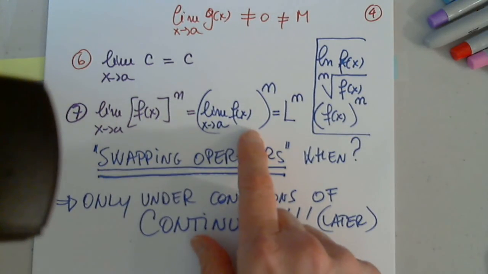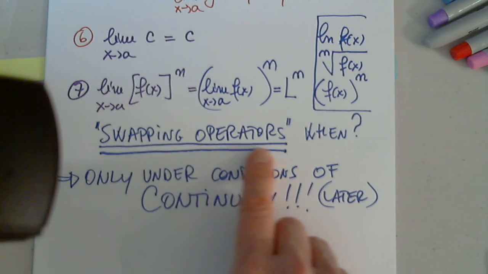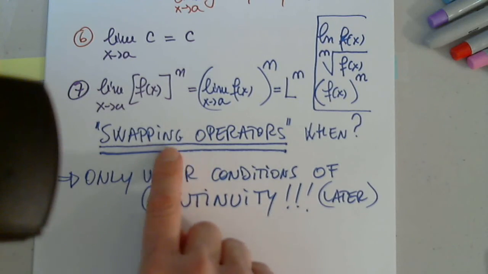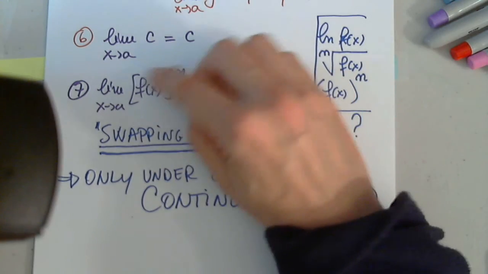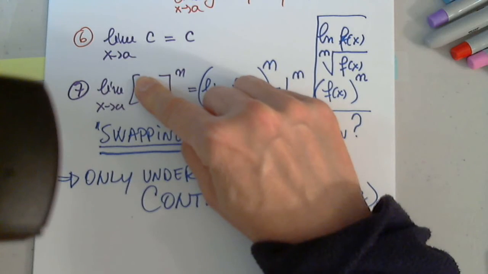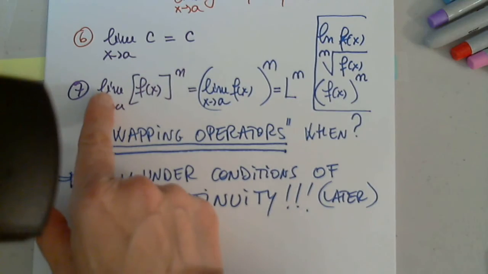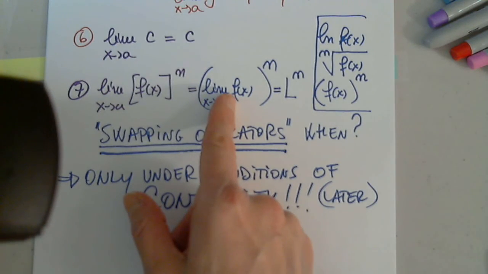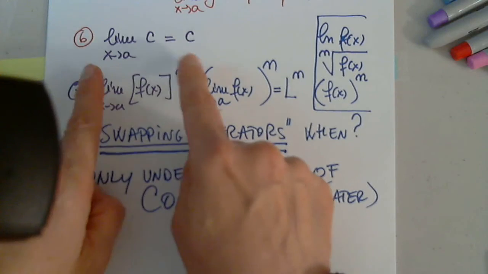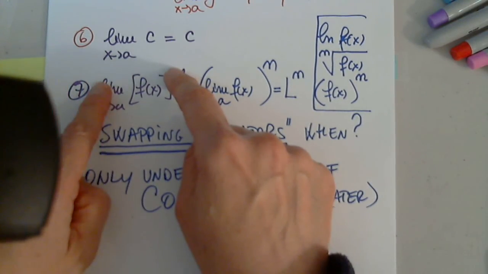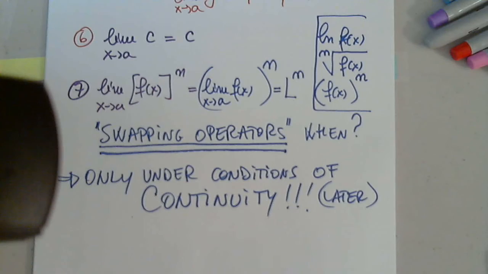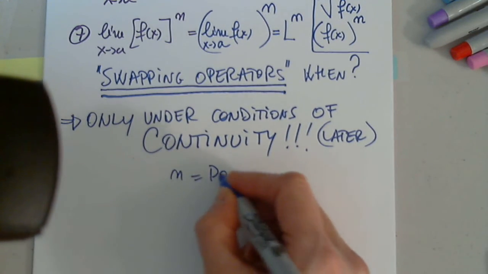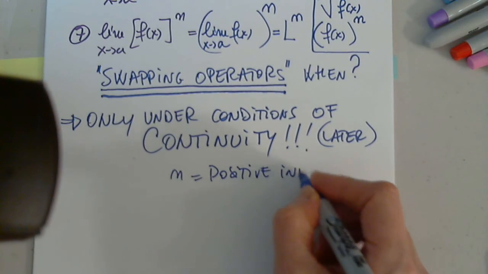So this was obtained using the theorem that allows us, under certain conditions of continuity, to swap the operators. The operator that was touching the function is no longer touching the function, is outside. And the operator which was not touching the function is touching the function now, and it's the inside. So the inside became the outside, and the outside became the inside. Okay. Of course, n positive integer.